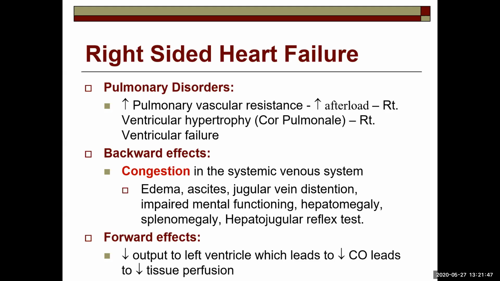So you have backward congestion. You need to know that. You have less cardiac output coming out of the left ventricle because you're not going to send much to the lungs. The lungs are not going to send enough blood back to the left side, and you're going to have decreasing cardiac output. You're going to have decreasing tissue perfusion in the lung also. Not only in the lung, but the outside, your body will not get enough oxygen.